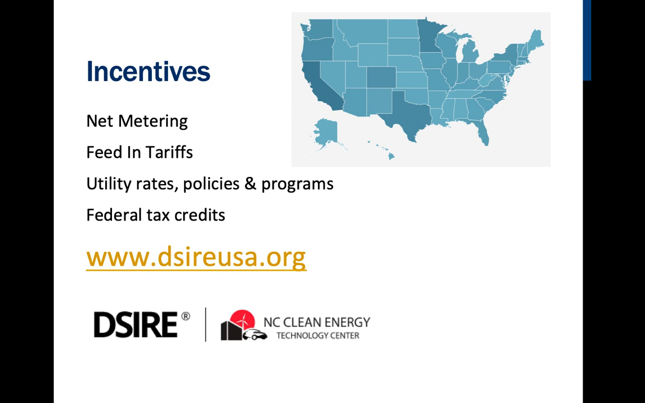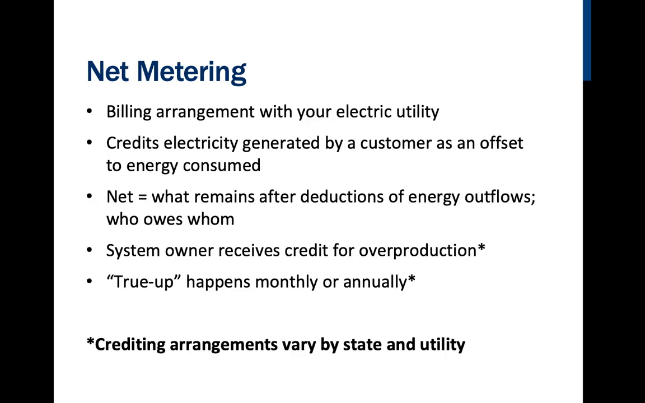Incentives. Each state has its own regulations, its own rules, its own incentive programs, and you're going to find that information out by going to desertusa.org. That website is maintained by the University of North Carolina, and it's updated on a regular basis. Go to your state, click on that, and it has all this cool information on energy efficiency programs, utility rates, solar access laws, net metering laws, and so on. So that's the go-to place for all your information.